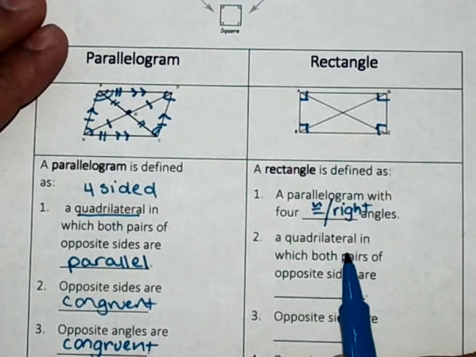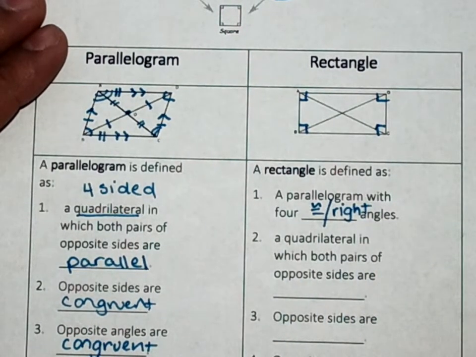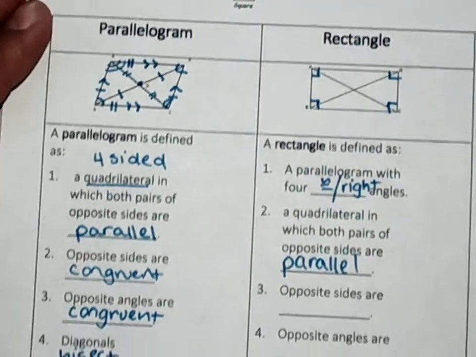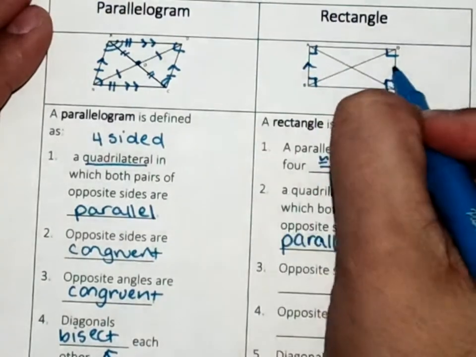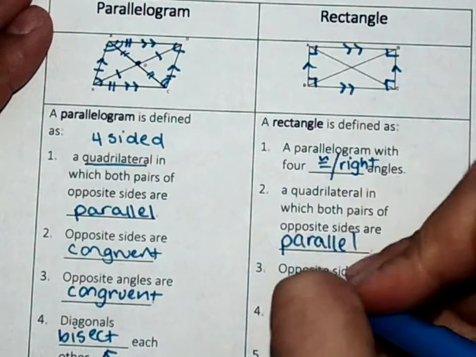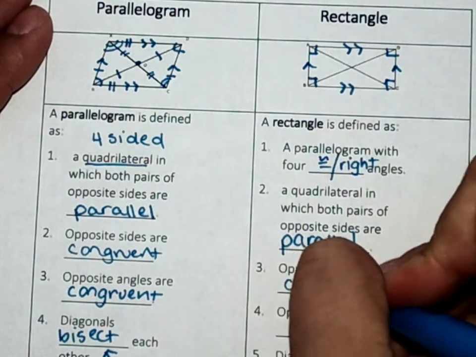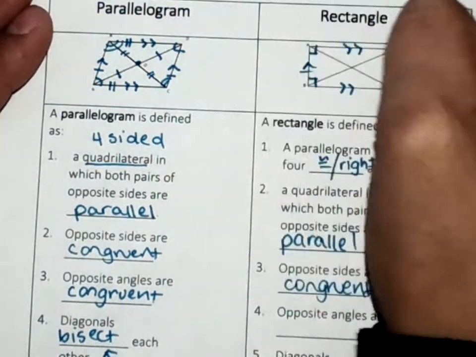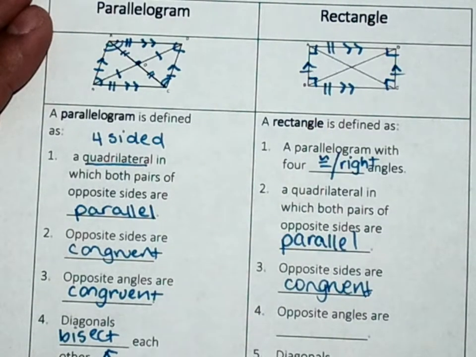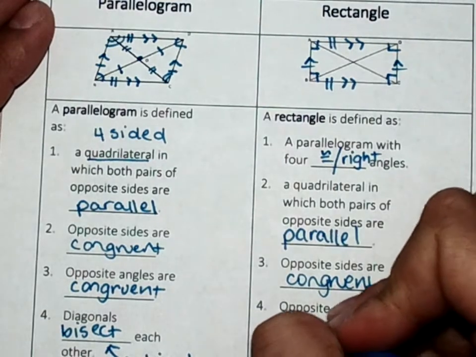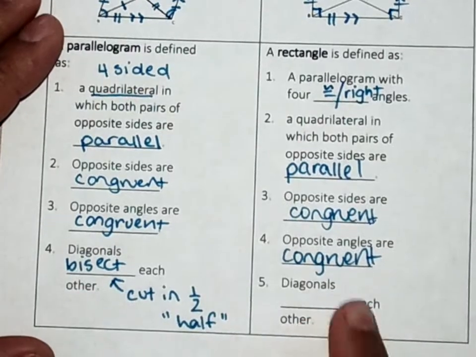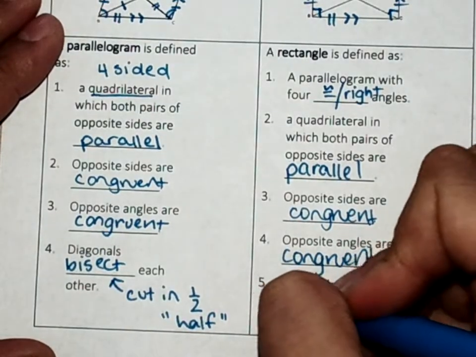A rectangle is also a quadrilateral in which both pairs of opposite sides are parallel, just like a parallelogram. So this side is parallel to this side, and these two sides are also parallel. Opposite sides are congruent, same as before. This is congruent to this is congruent to that. Opposite angles are congruent, obviously, but all angles are also congruent. And the diagonals, again, bisect each other.